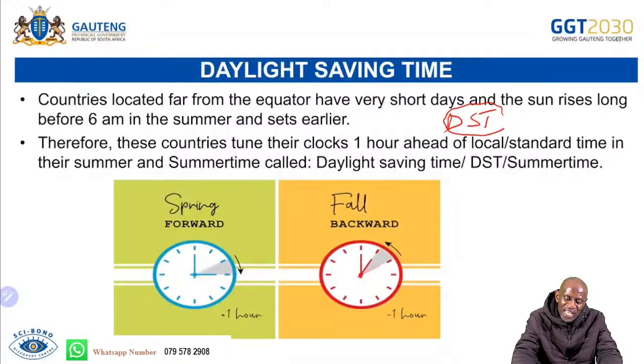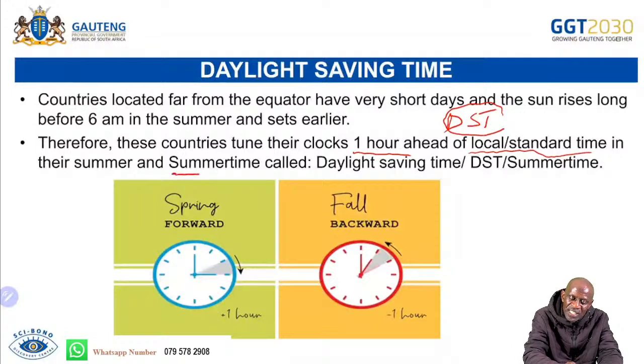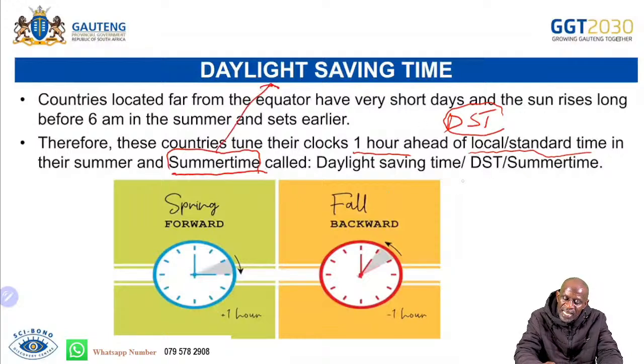Therefore, those countries tune their clock 1 hour ahead of local or standard time, or they adjust their time 1 hour ahead in their summer, and this is called summertime. So this is another name for daylight saving time, summertime. Daylight saving time, or the DST, or summertime.